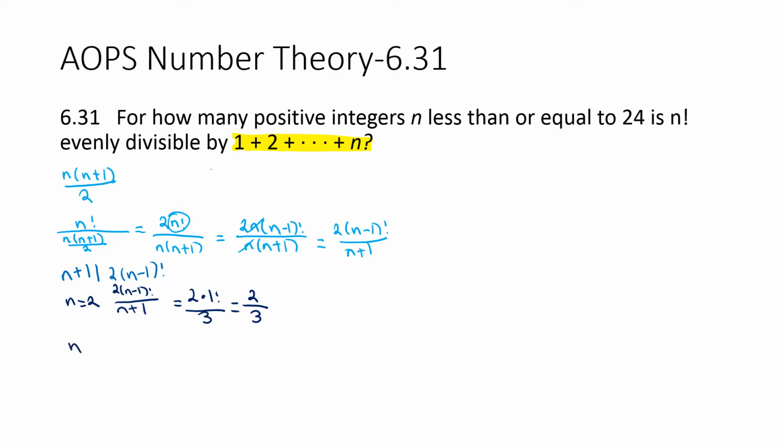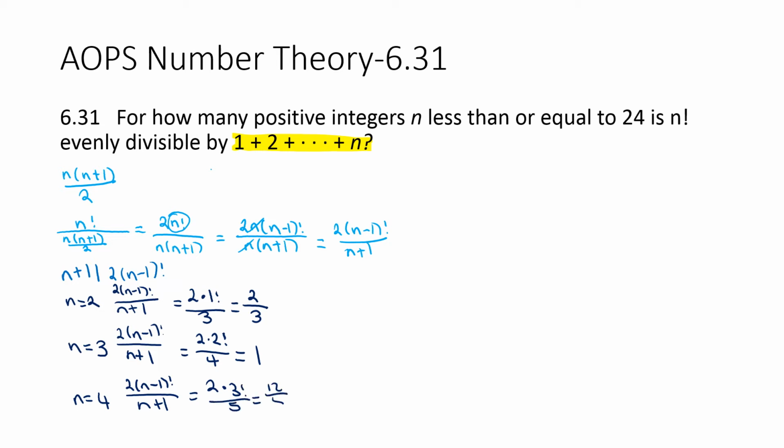And then we test when n is equal to 3. 2 times (n minus 1) factorial over n plus 1 is equal to 2 times 2 factorial over 4, which is equal to 1. And then when n is equal to 4, 2 times (n minus 1) factorial over n plus 1 is equal to 2 times 3 factorial over 5, which is equal to 12 over 5.